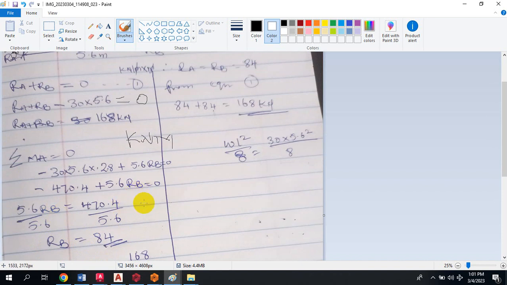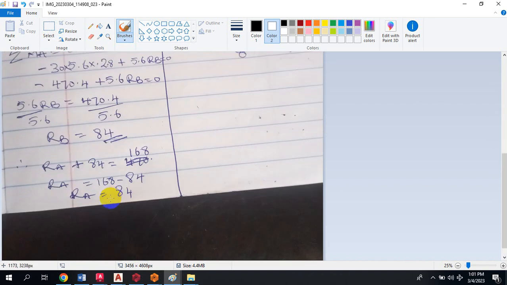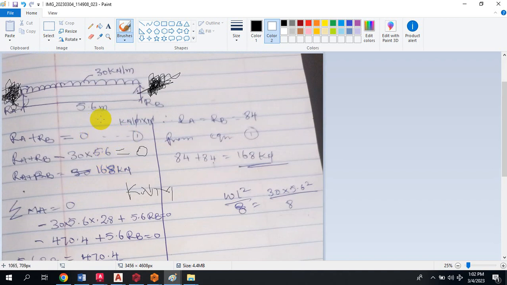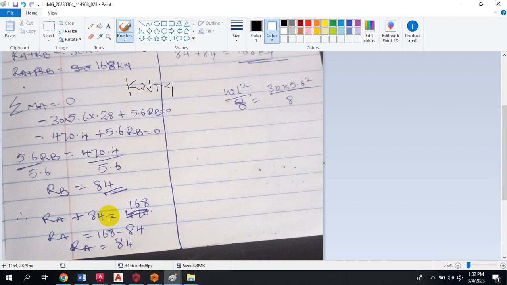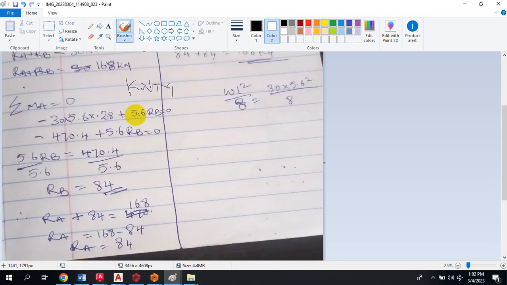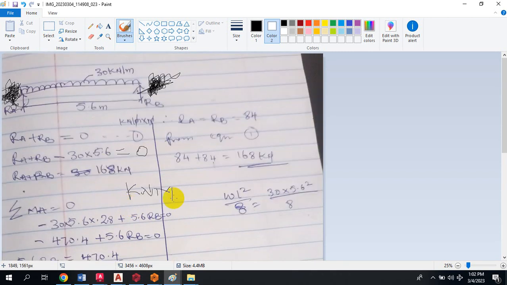If you make RB the subject of formula and do the simple mathematics, 470.4 divided by 5.6, your RB will be equals to 84. Then from our equation 1, RA plus RB is equals to 168, which is in kilonewton. When you make RA the subject of formula and subtract, this tells us that our RA is the same as our RB, which is equals to 84.